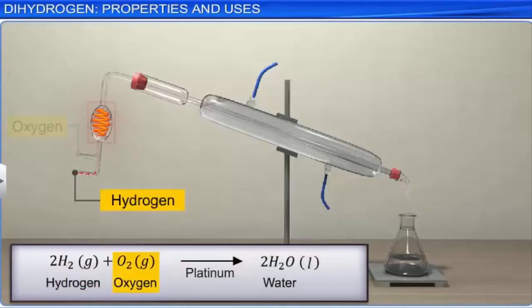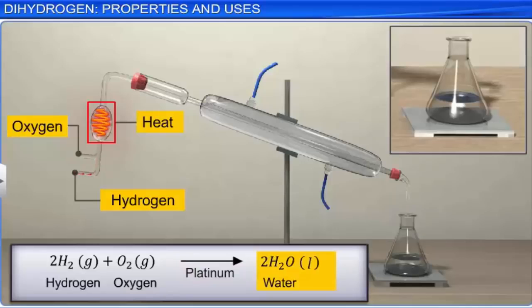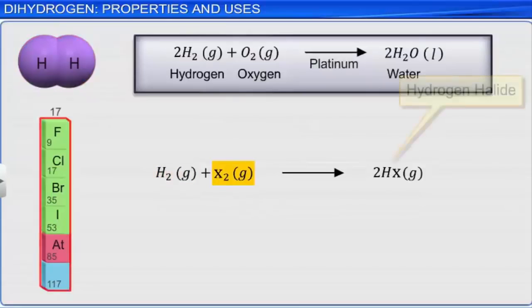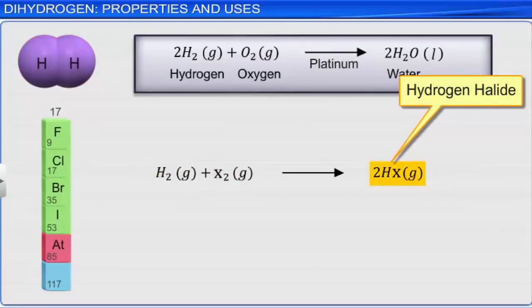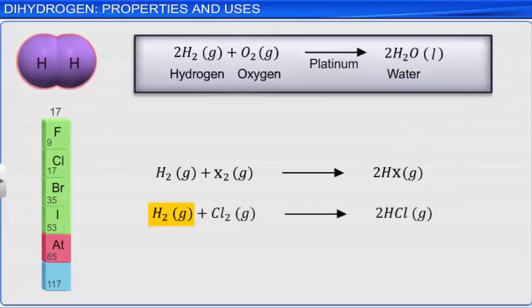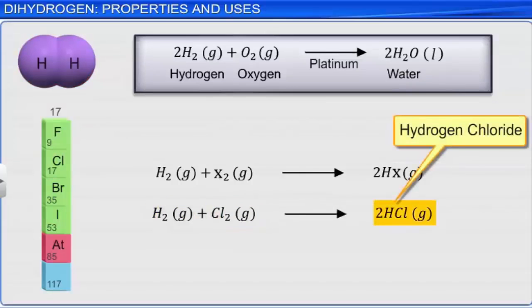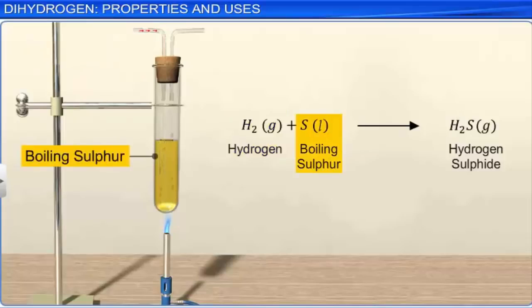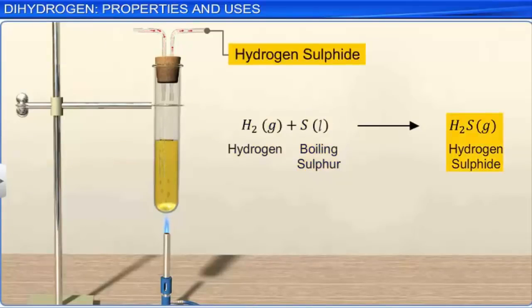Dihydrogen burns in oxygen at high temperature in the presence of platinum as a catalyst, forming water and releasing lots of energy. Dihydrogen combines with halogens to form hydrogen halides. For example, it combines with chlorine in the presence of sunlight to form hydrogen chloride. When hydrogen is passed through boiling sulfur, it produces hydrogen sulfide.